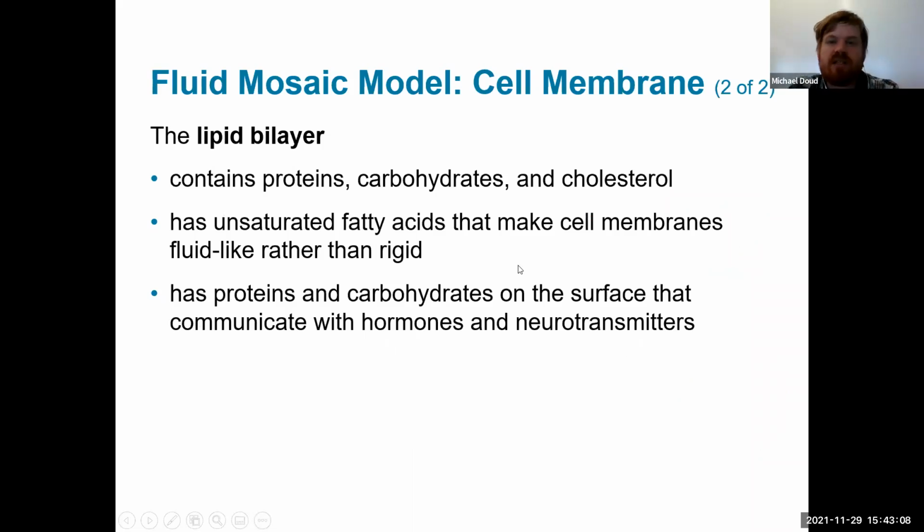So the lipid bilayer is complicated. It's not just the phospholipids that make it up. There's proteins involved, carbohydrates involved for signaling in particular, and cholesterol involved for structural support. You have unsaturated fatty acids, which allow cell membranes to be somewhat fluid rather than being rigid units that are all stuck together perfectly. And the proteins and carbohydrates on the surface are there for signaling and communication, as well as allowing for transport of materials inside and outside of the cell.